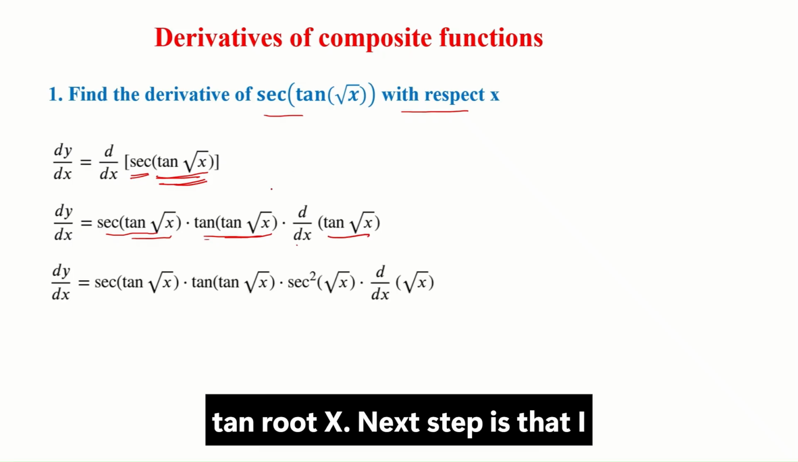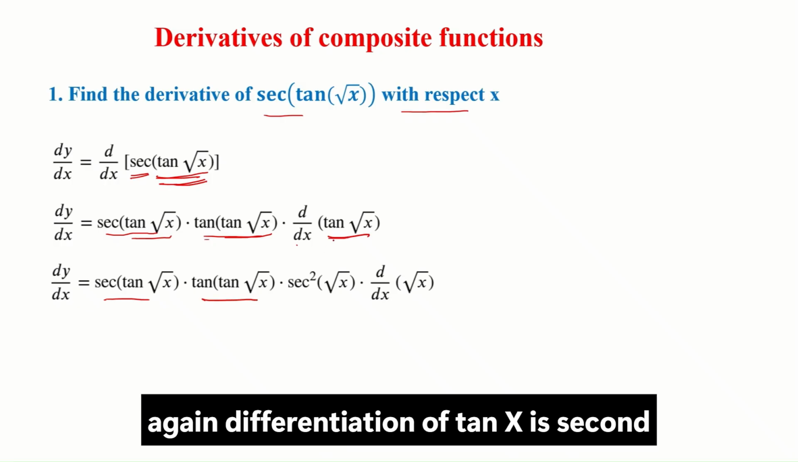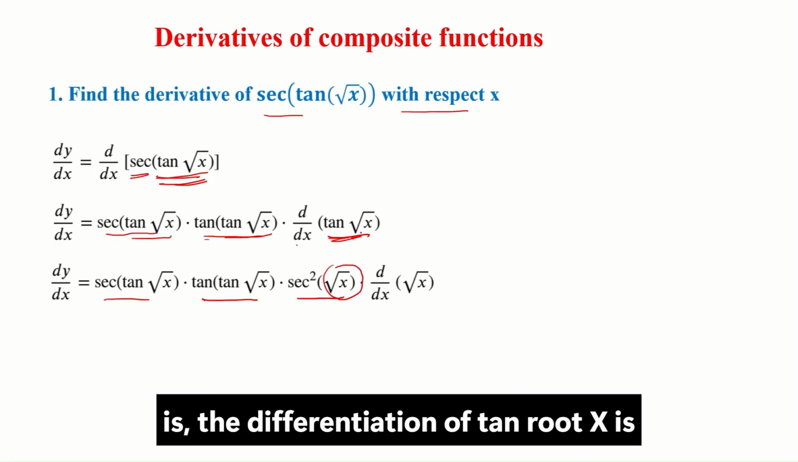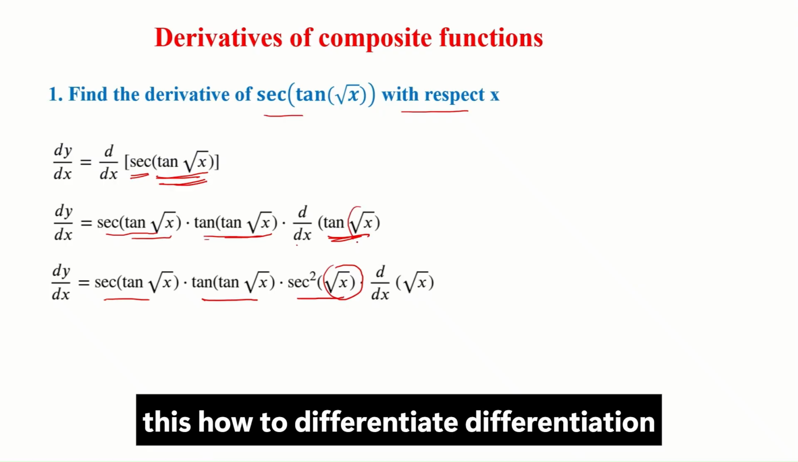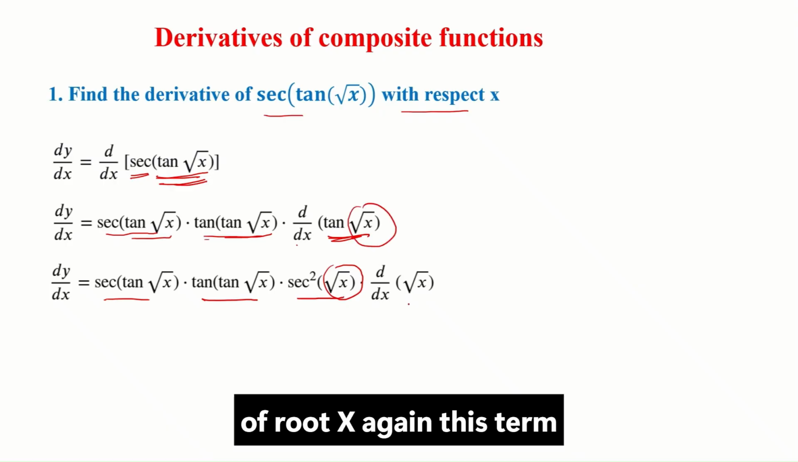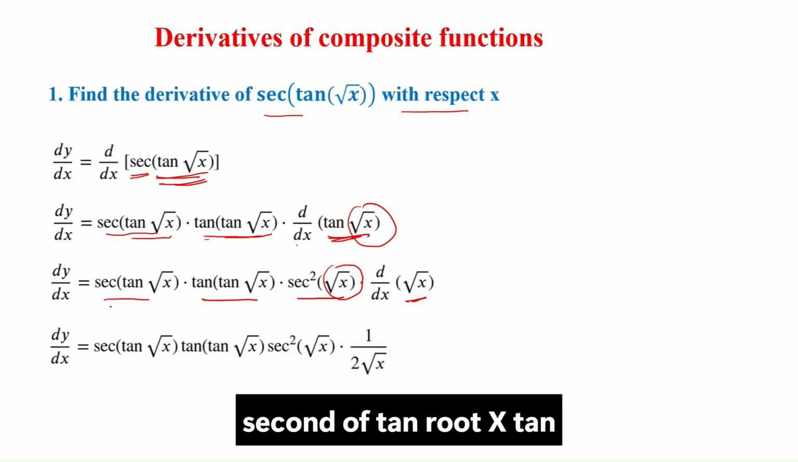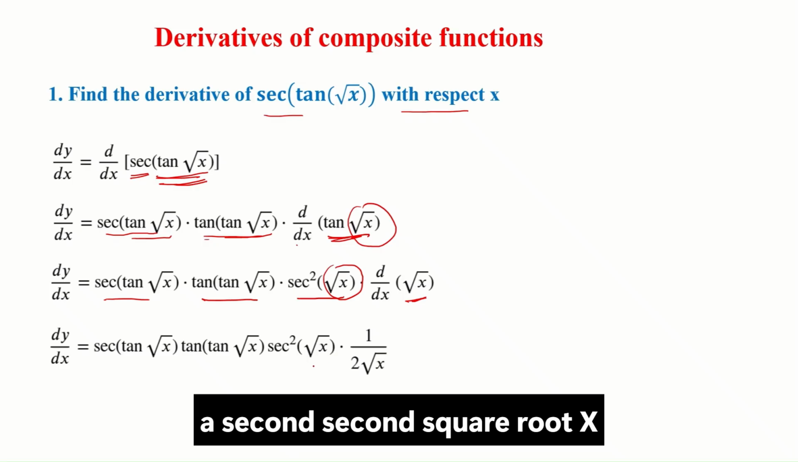Next step is that I write the first two terms as they are. Again, differentiation of tan x is secant square x. This x is as it is. The differentiation of tan root x is secant square root x. Again, how to differentiate root x? Again this term as it is, that is secant of tan root x, tan of tan root x. This is secant square root x.